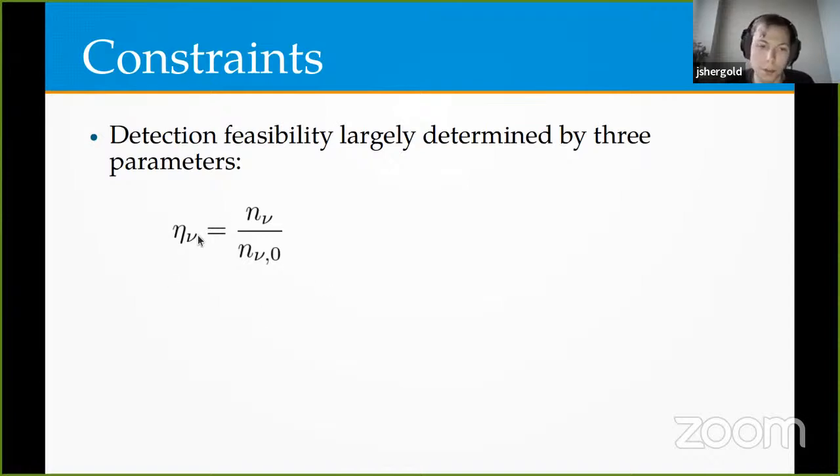In the standard model, this is obviously just 1. But it doesn't have to be 1. You could have clustering or so on, like I've already mentioned at the start. The second is the neutrino mass, which plays a key role, and the third is the neutrino temperature, which affects the neutrino momentum.